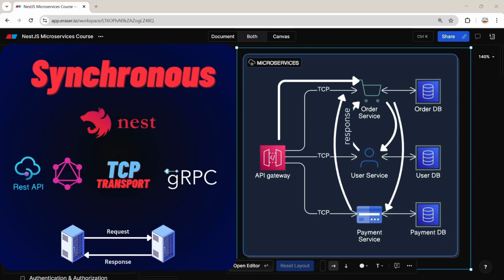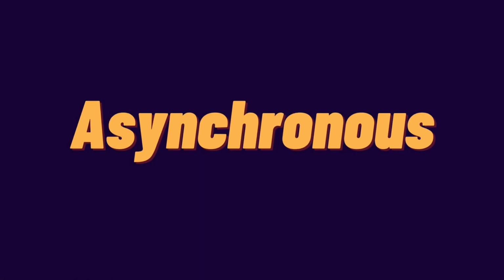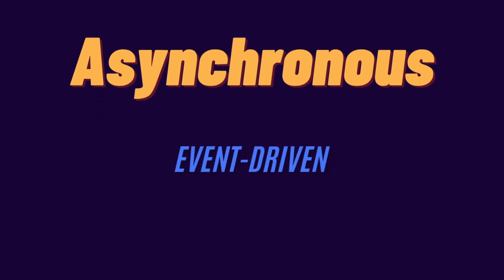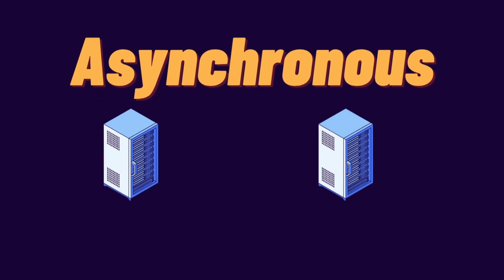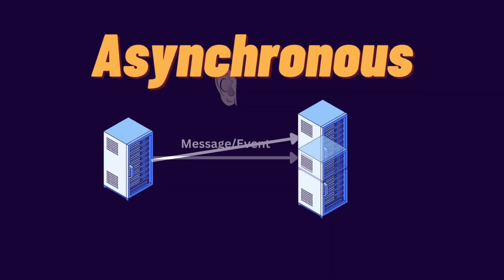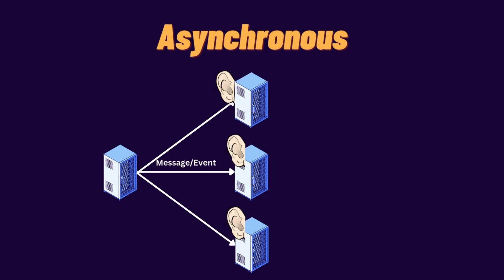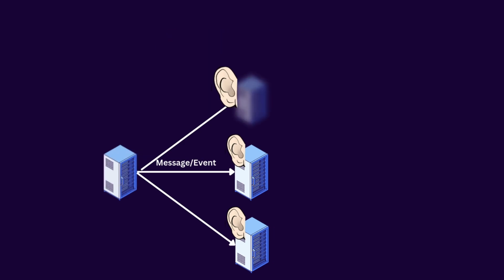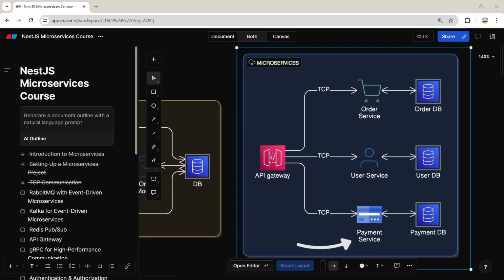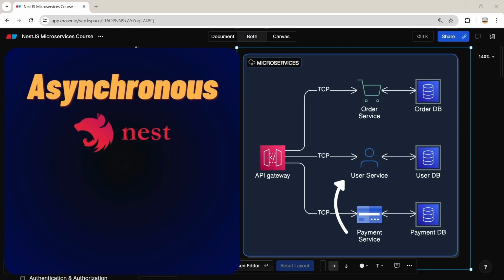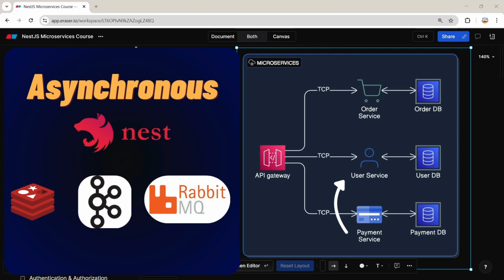In NestJS, we can implement this type of communication style with normal HTTP requests like REST API or GraphQL, TCP transport, and gRPC. The other type of communication in microservices is asynchronous communication, also known as event-driven communication. This is when services send messages or events to other services without waiting for an immediate response. Other services listen for these events, and as soon as an event comes, they catch and process it. An example scenario is when a payment is successful, the payment service emits a payment success event, and the user service listens for this event and updates the user transaction history. In NestJS, we can implement asynchronous communication via Redis PubSub or message brokers like Kafka, RabbitMQ, or NATS.